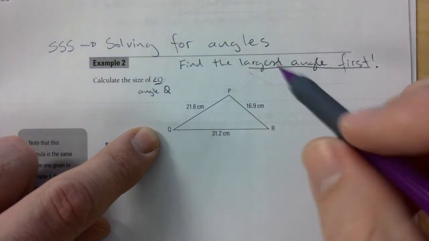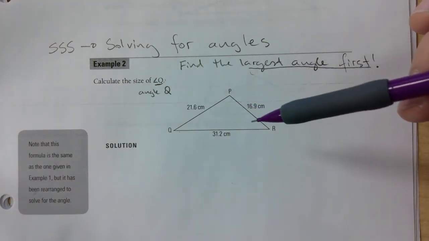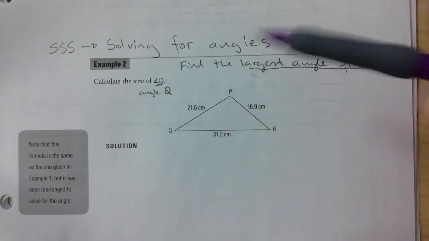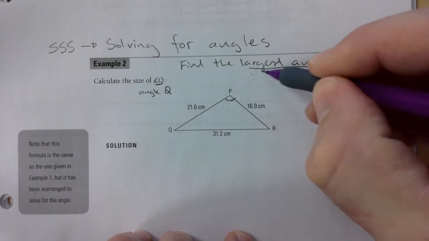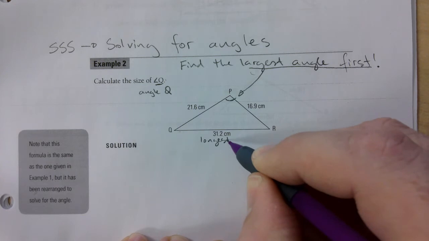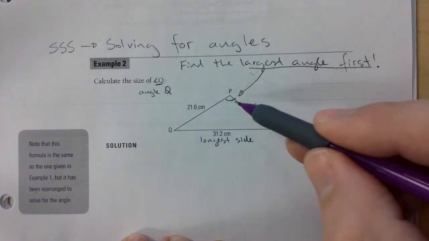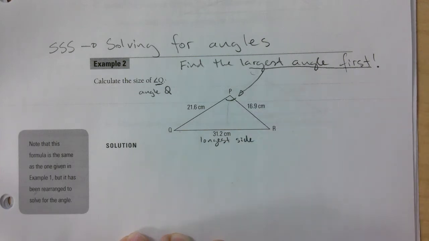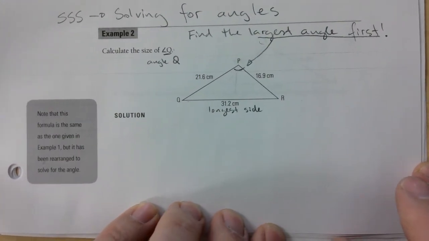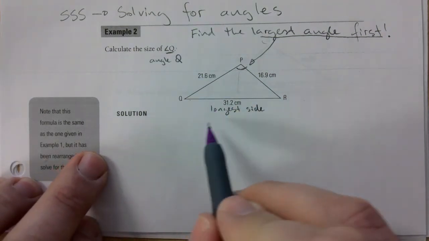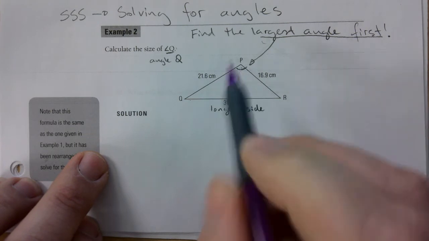And how do you know the largest angle? It would be across the longest side, right? So this, according to that number, this is the largest angle right here. Longest side, largest angle, right? Like these will be across like this. So let's solve for angle P.